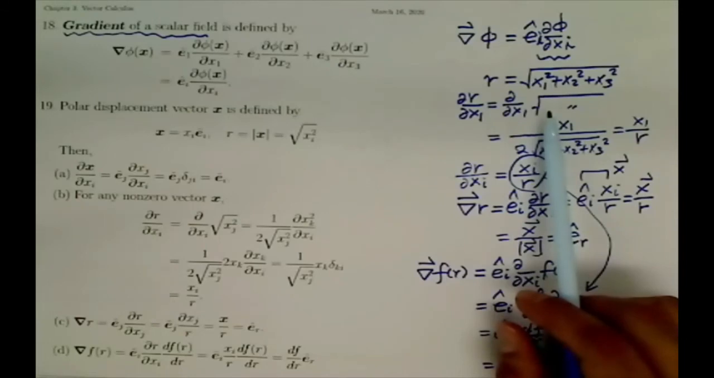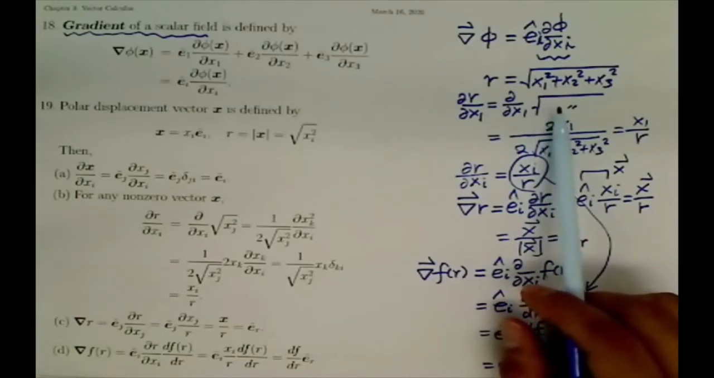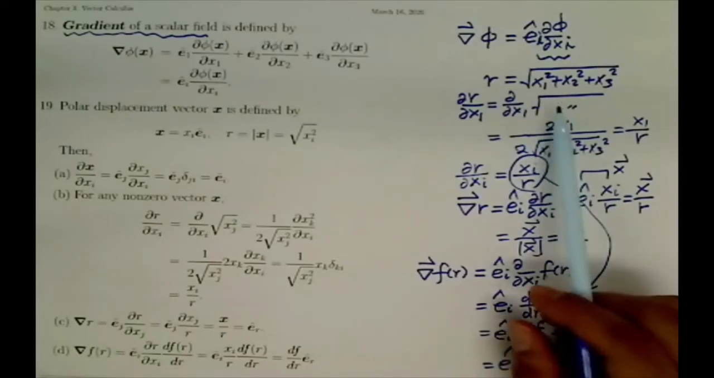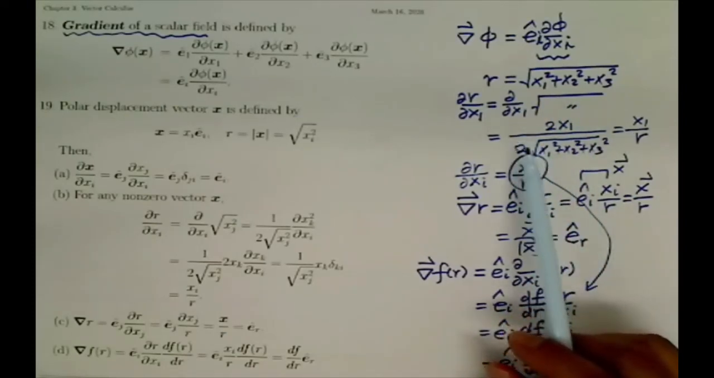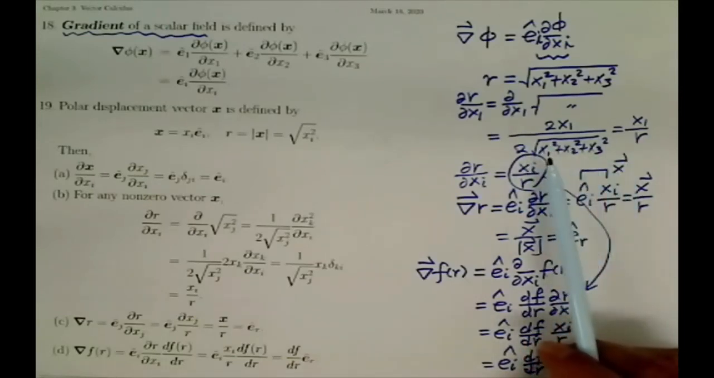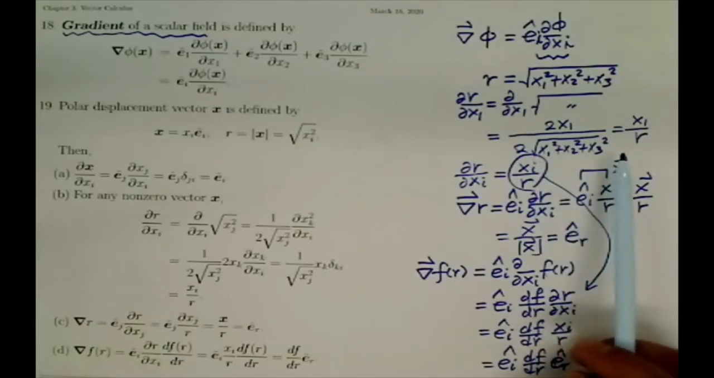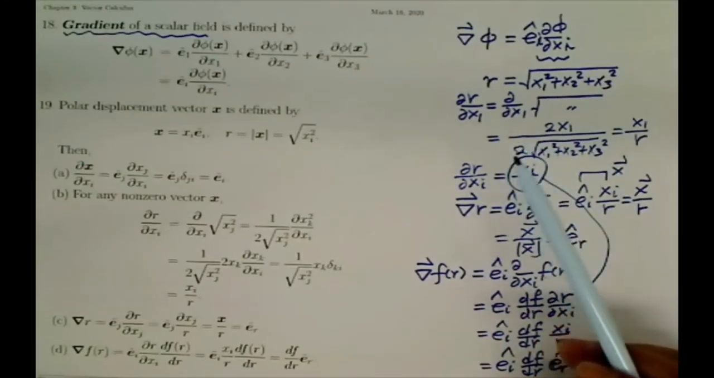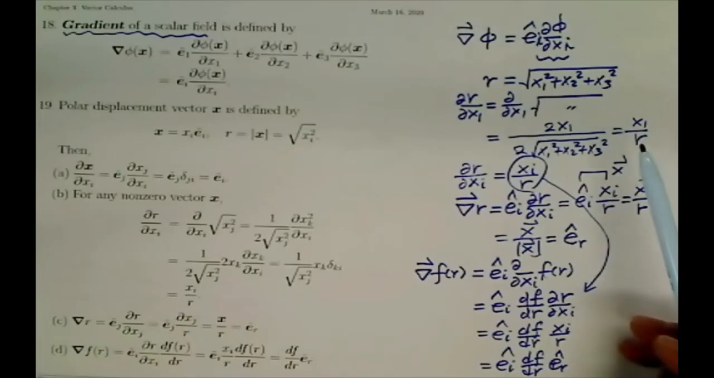This r is the square root of x squared. So the square root derivative is 1 over 2 times the square root of the same thing inside. And then applying the chain rule, I take the derivative of the argument inside the square root, that is x1 squared plus x2 squared plus x3 squared. The partial derivative of this with respect to x1 is 2 times x1. So the numerator is that factor. The 2 cancels, and I end up with x1 over r.